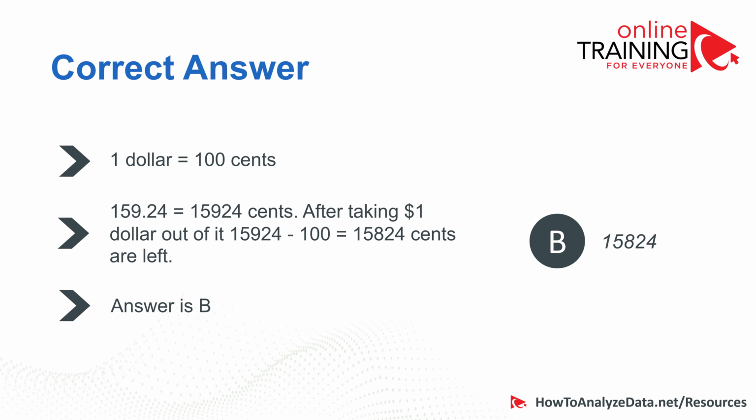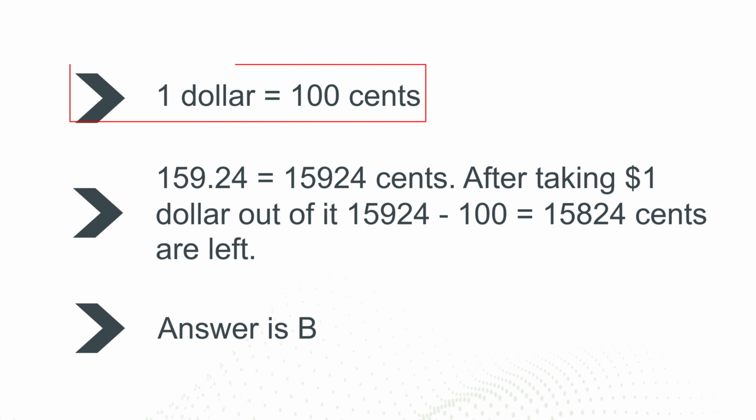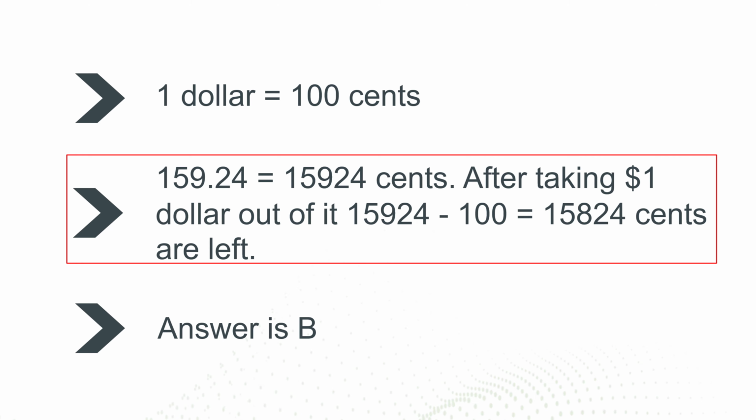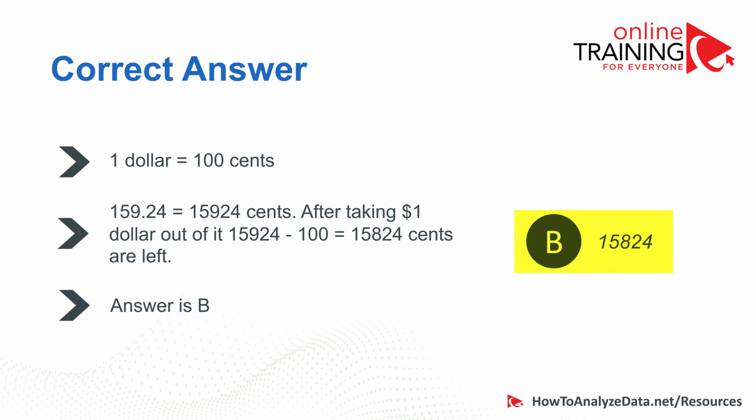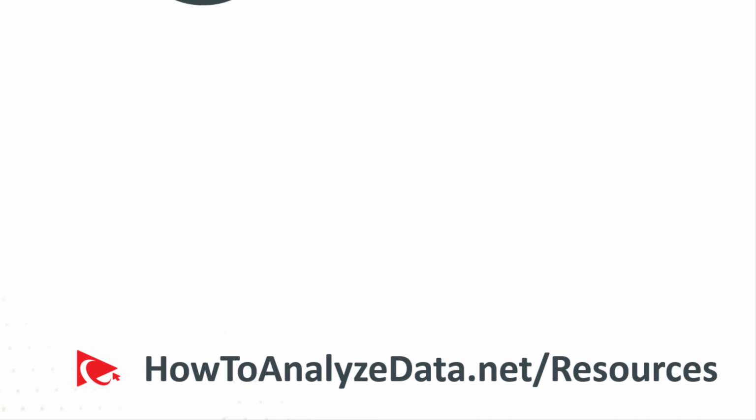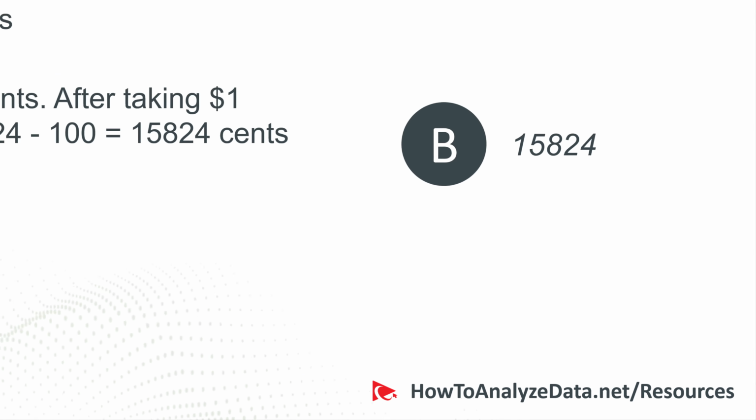The best way to answer it is to convert $1 into 100 cents, which means that $159.24 would be an equivalent of 15,924 cents. After taking $1 out of 15,924, we will get to 15,824 cents. So the correct choice here is B, 15,824. I'm pretty sure you nailed this question, but in case you have to practice more with similar questions from real tests, make sure to download my ebook with more practice questions using link in the description of this video.